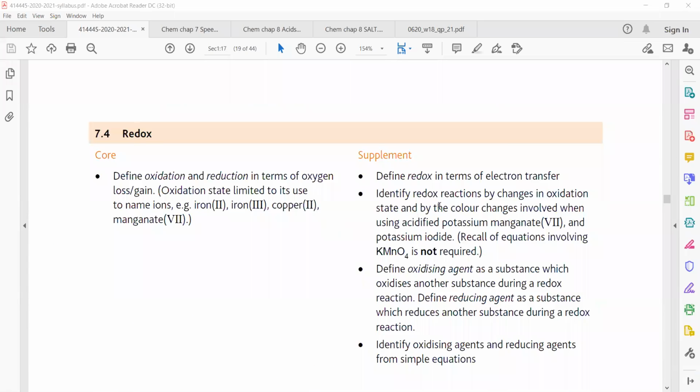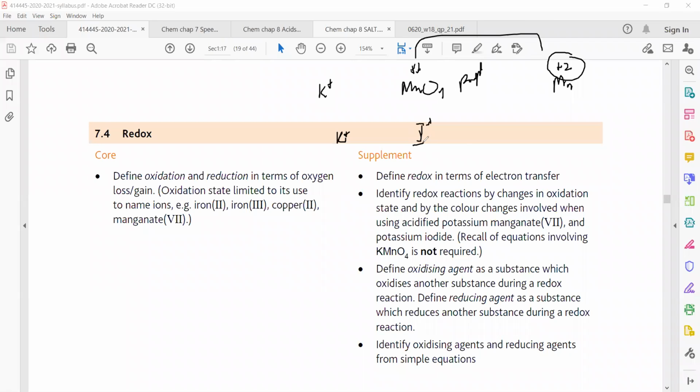Sorry for interrupting, but the color changes regarding the potassium? For potassium, there is no color change. The color is due to the manganate ion. If you have potassium manganate, because Mn is +7, it is purple in color. When a reaction occurs, it changes from +7 to +2. You are not learning the equation, but that's why it goes from purple to colorless.